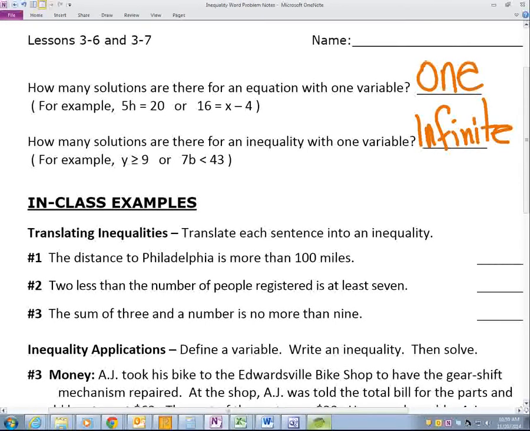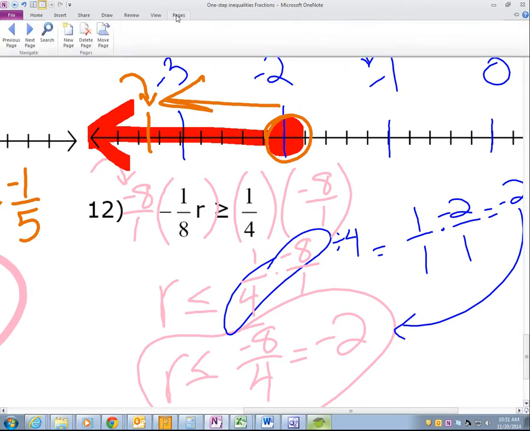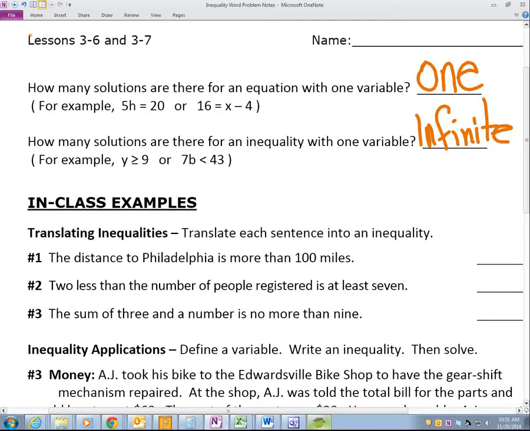In-class examples. There's an infinite amount of them because, let's go back in time to yesterday's notes. Whenever we have this symbol here, that means it includes -2. Then it goes everything, that whole way, all the negative integers. So every single spot that you can think of that is less than or equal to 2 is included in that inequality. Every little point counts for it. There's an infinite amount of numbers that will follow for that inequality.